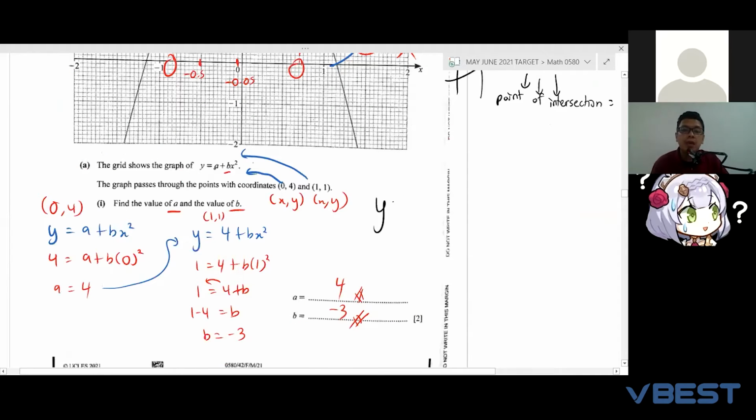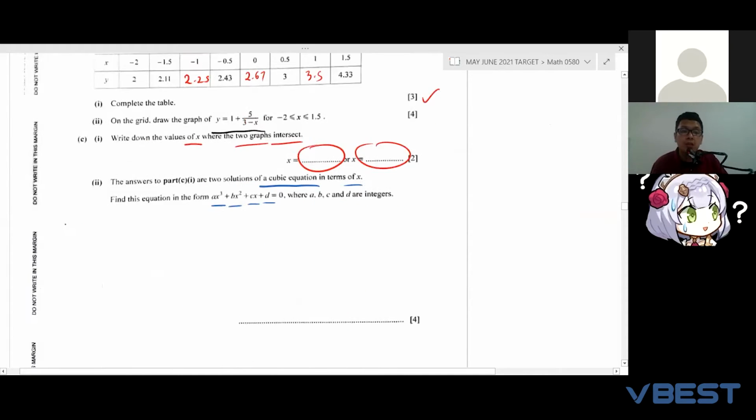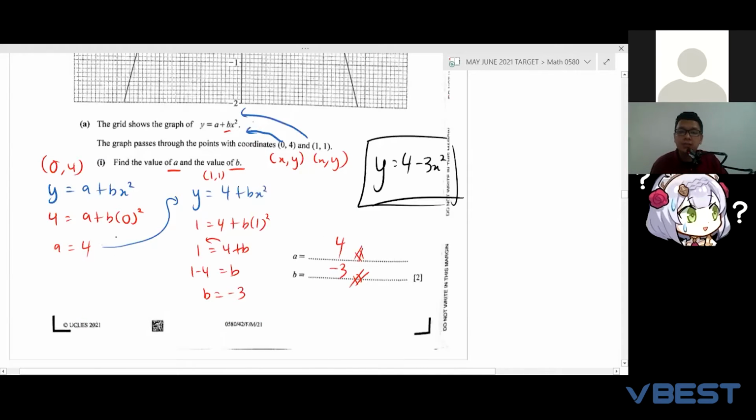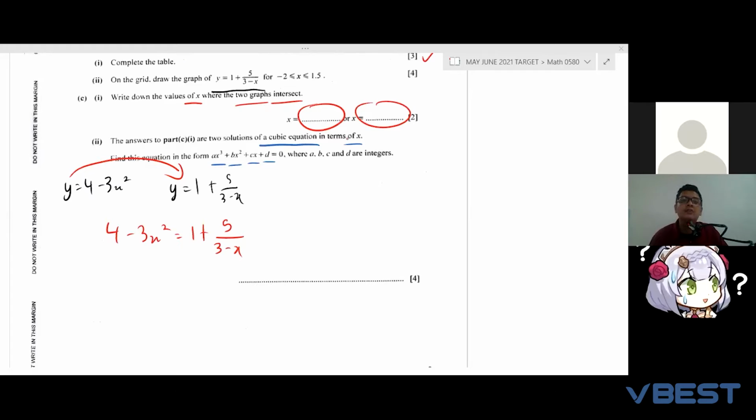Y equal to 4 minus 3x squared. So this is the equation that we're going to look at, which is to do simultaneous equations. Y equal to 4 minus 3x squared just now, and then another y here is equal to 1 plus 5 over 3 minus x. So for this one, you just compare the x and make sure that you rearrange the stuff.